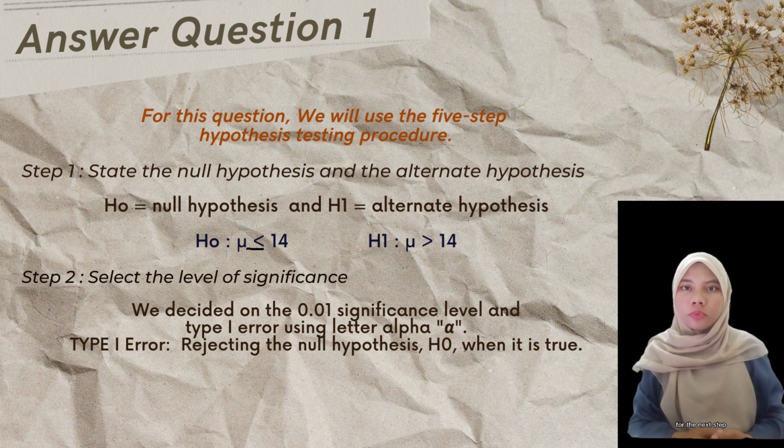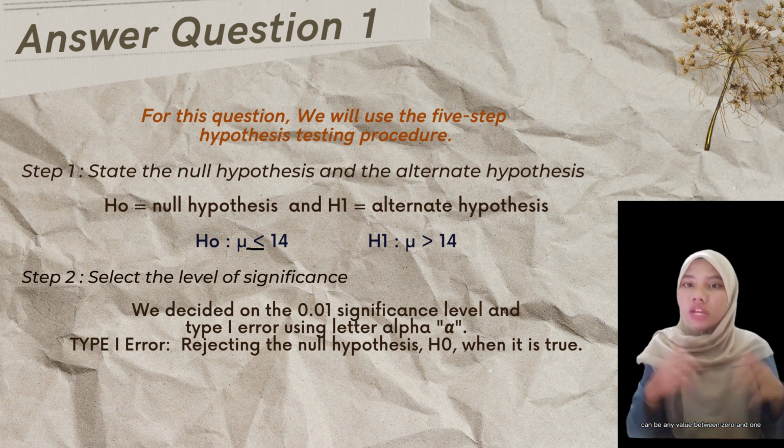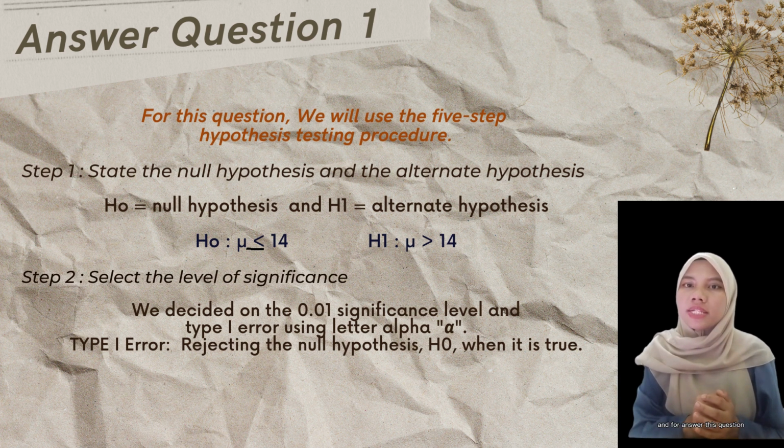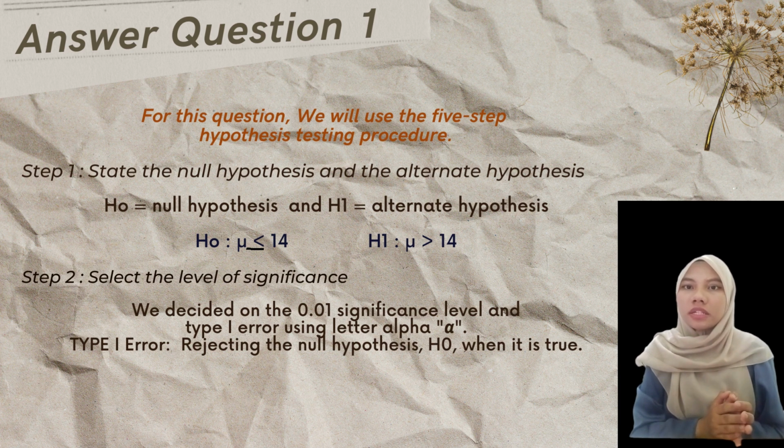Furthermore, the next step, which is step 2, is select the level of significance. For this part, we choose the level of significance after establishing the null hypothesis and alternate hypothesis. The purpose of this part is to control the probability of rejecting the null hypothesis when it is correct. Moreover, the level of significance can be any value between 0 and 1. And to answer this question, we use 0.01 because it is given in the question above. As noted, the 0.01 level of significance is used. This is alpha, the probability of committing a type 1 error, and it is the probability of rejecting a true null hypothesis.